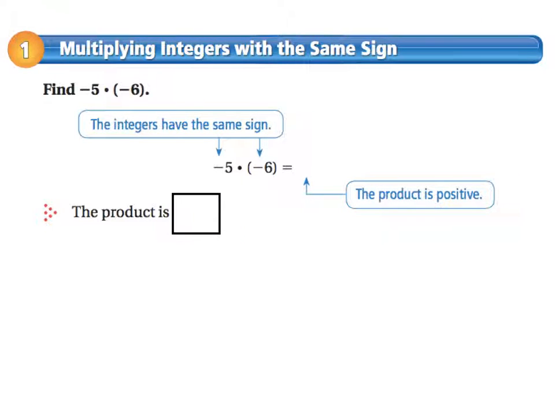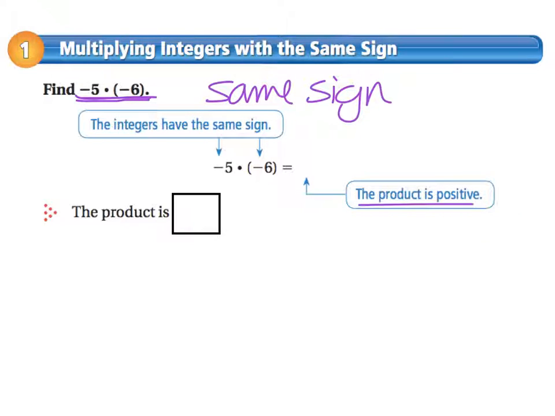And here's our first problem. We have a negative 5 times negative 6. So they have the same sign, okay? And when we have the same sign, your answer is a positive value. So we're going to multiply our numbers just like always. 5 times 6 is 30. And because they're both negatives, it's a positive 30. And that's it.